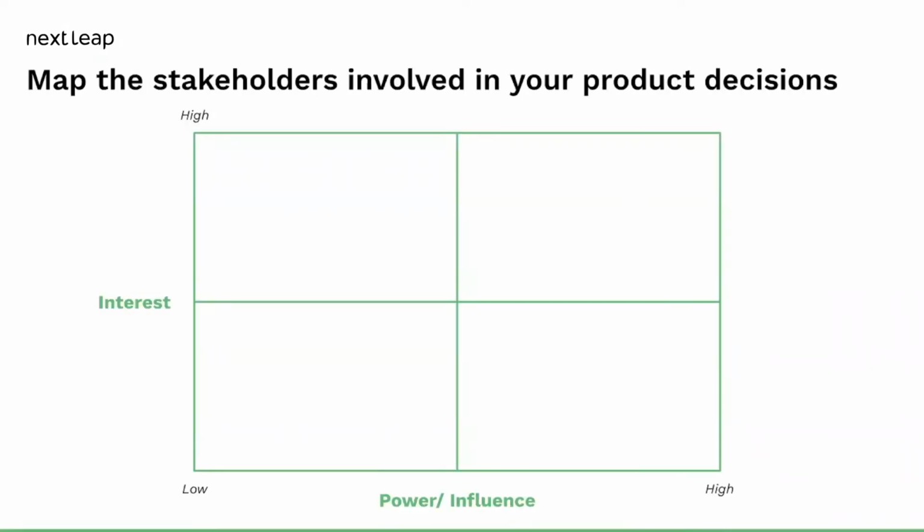The y-axis is interest of the stakeholder in your work. And the x-axis is their power or the influence that they have on your work. Each of these four quadrants has different types of stakeholders and their needs are very different. You have people who have a very high interest and a low power.